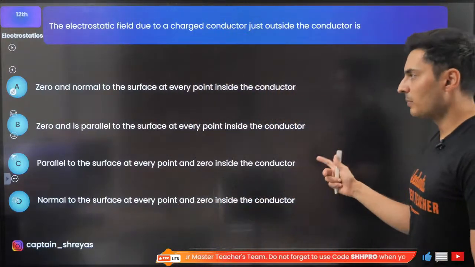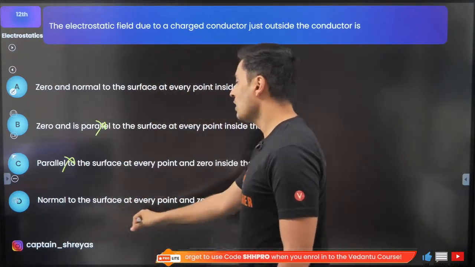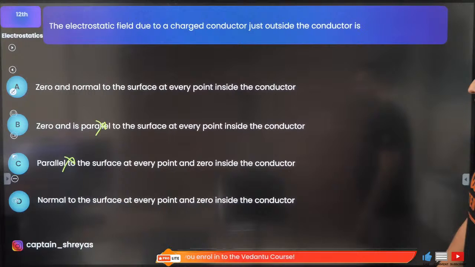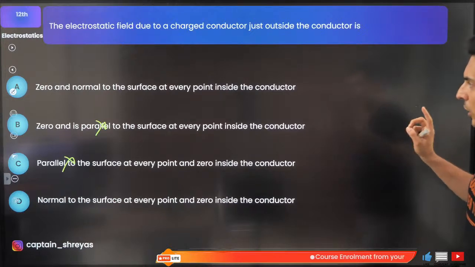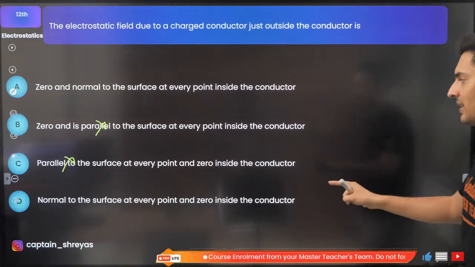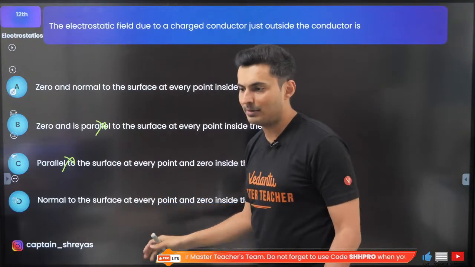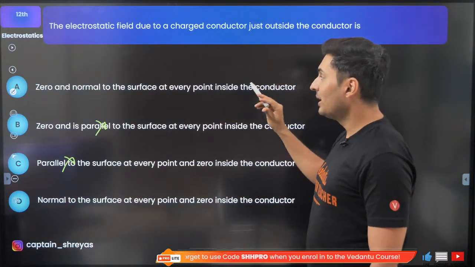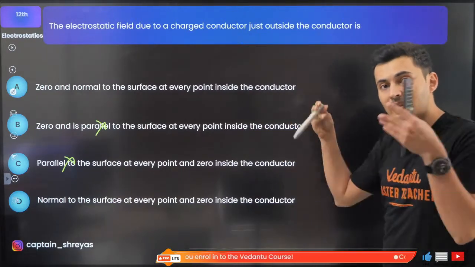0 and parallel. No, it's not parallel to the surface. The word 'parallel' is wrong. It can't be parallel to the surface. Normal to the surface and 0 inside the conductor. Now if you notice options A and D, there's a small difference. Options B and C just got eliminated. No, I feel it will not be A. 0 and normal to the surface at every point. How can it be 0 and then normal also inside the conductor?